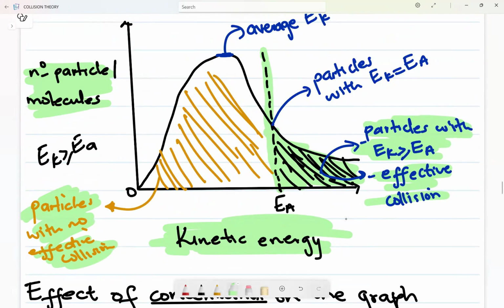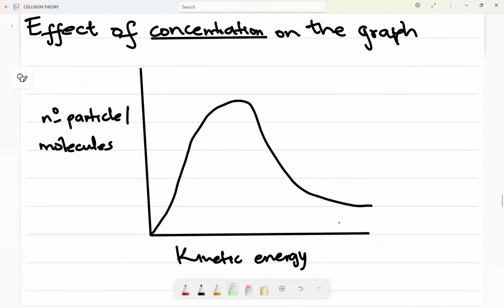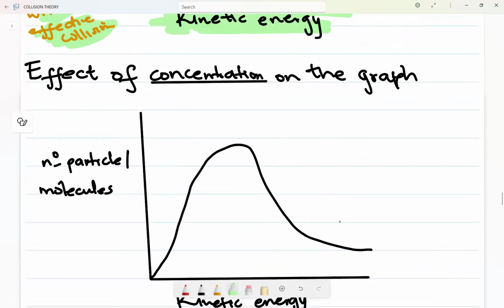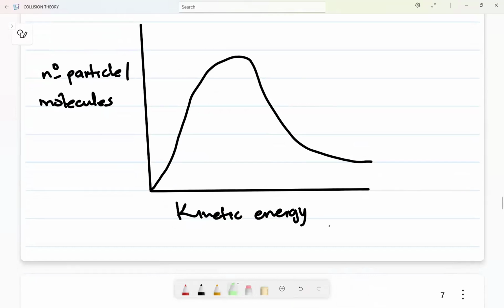But now there can be factors that affect the concentration, the reaction rate, or the effective collisions again. Now, still the same graph. What you have to remember here is that I still have that activation energy. This is still the activation energy. Let me use a different color.